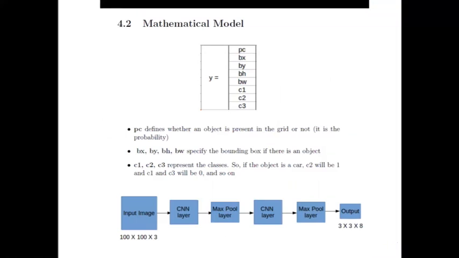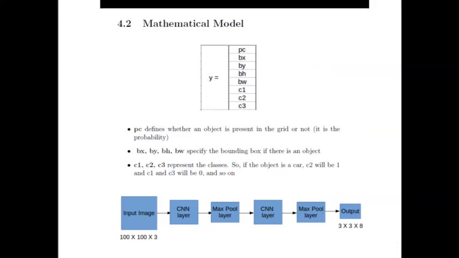Then the mathematical model. Now this is the main part. So PC is the main part of it. PC will tell whether the object is present or not. It is represented in binary code, 1 or 0, yes or no. So how is this calculated? It is calculated by the bounding boxes which we discussed earlier.